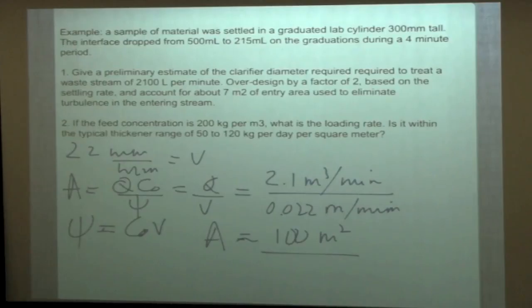Now, there's this additional information that's given here: account for 7 meters squared of entry area to eliminate turbulence in the inlet. Where that comes from is simply this. If we're looking at our sedimentation vessel, we need a cross-sectional area of 100 meters squared. But we're going to have this piece in the middle where we're feeding the material in, and there's an estimate that that area is going to be in the order of 7 meters squared. So we've removed 7 meters squared from the required surface area to have the settling area for the feed. So we need to account for that.